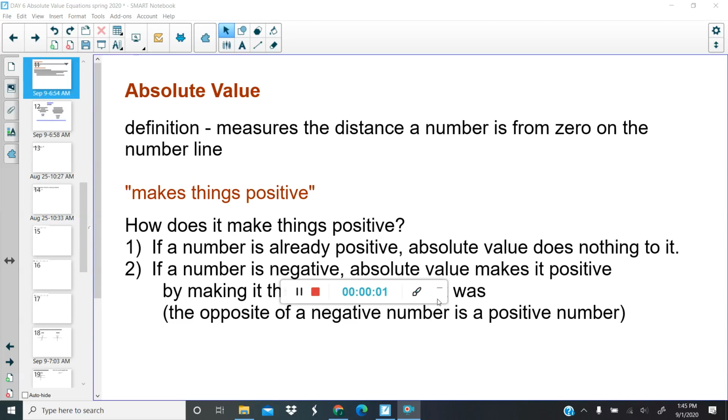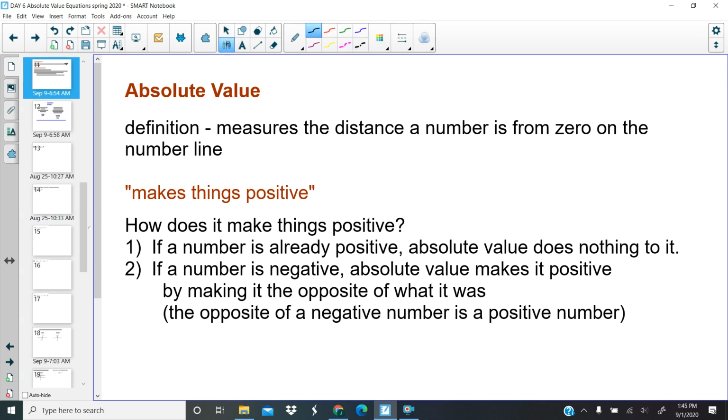Today we're going to talk about absolute value a little bit more. So those V-shaped graphs that you've been seeing all week, we're going to get a little bit more into the equations that make the graphs. So basically, absolute value by definition is the distance a number is from zero on a number line.